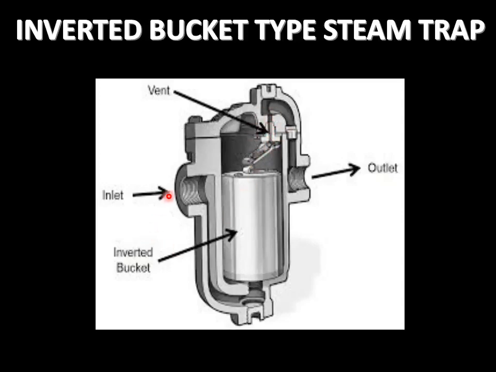Now initially, when the entire body of the steam trap and the bucket is filled with steam condensate, the bucket will be submerged. Now in this position, this port will be opened. So as more and more steam enters and gets condensed, the condensate will flow through this port.